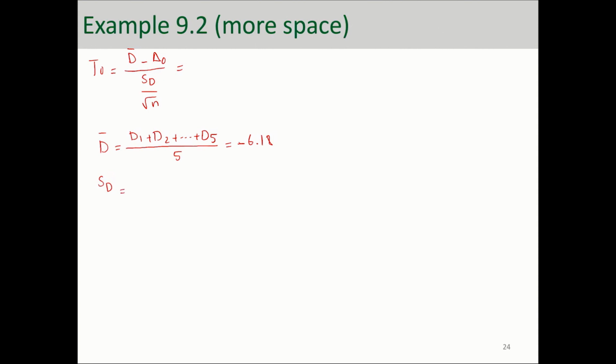The formula for calculating the standard deviation of a data set is the square root of the summation of i from 1 to n, in this case n is 5, of d sub i minus d bar squared, over n minus 1. So what I need to do is take the difference between my data points, which are 5 of them, and the average, square them, sum them up, divide by n minus 1, and take the square root.